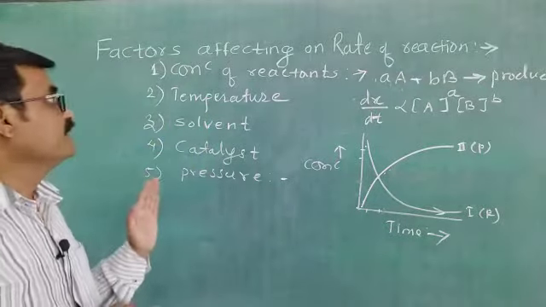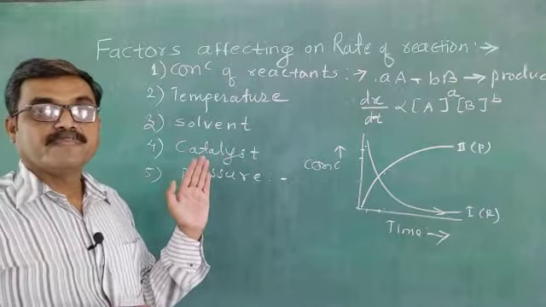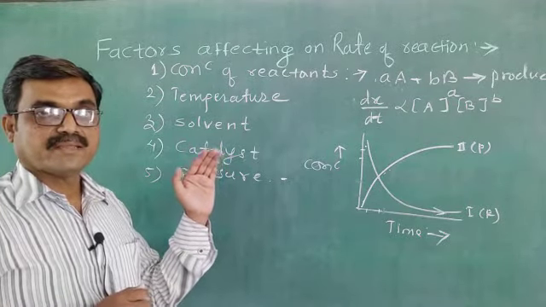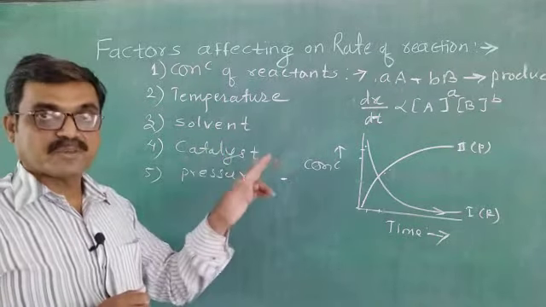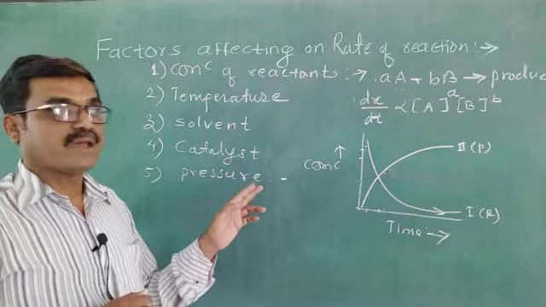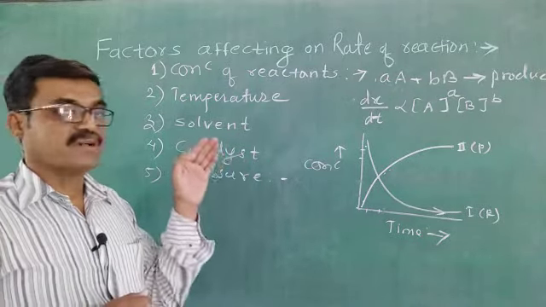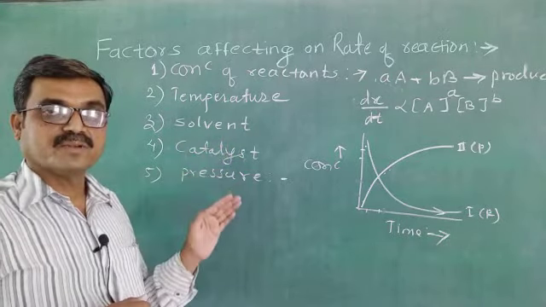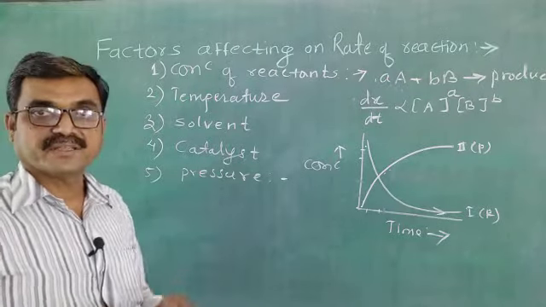In this way, this is the effect of concentration of the reactant. Initially the concentration of the reactant is more. As the reaction starts, the concentration decreases, and the rate of reaction is directly proportional to concentration. That's why initially the rate is high when the concentration is more. As the reaction proceeds, the concentration of the reactant goes on decreasing with respect to time, and that's why the rate of reaction also decreases.